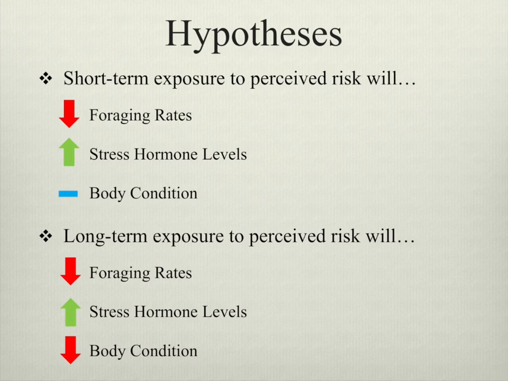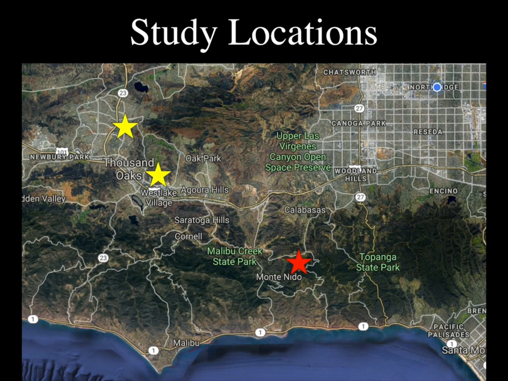So how do I get at this? Well, I had my study sites out in Southern California. You can see by the dot in blue, that's where we are in Northridge. The stars in yellow indicate my field sites, and the star in red indicates a site where I took captive individuals. So starting with the stars that are yellow, these are my 2 main field sites.